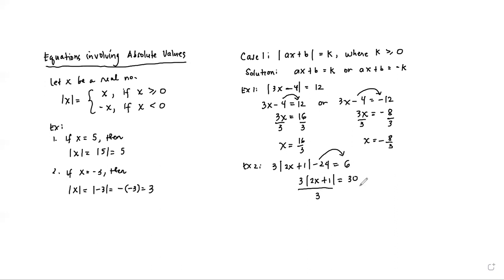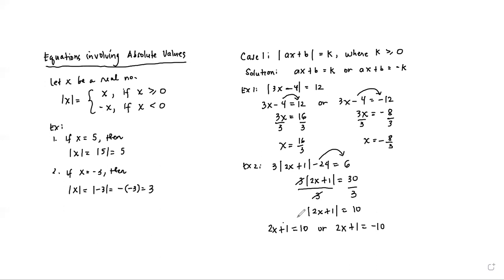And then we divide both sides by 3 in order to get absolute value of 2x plus 1 is equal to 30 divided by 3, which is 10. So this equation now follows the format of case number 1. So the solution for this would be 2x plus 1 equals 10, or 2x plus 1 equals negative 10.